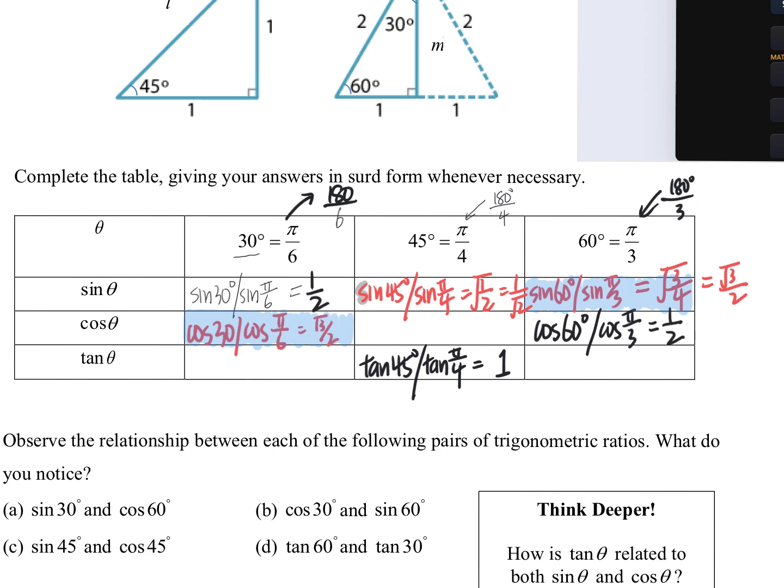So repeat this same thing for cosine 45. You will realize it's the same thing. It's also this. So these two are a pair. I want you to see these two as a pair.